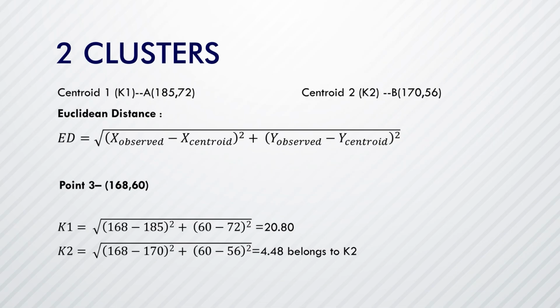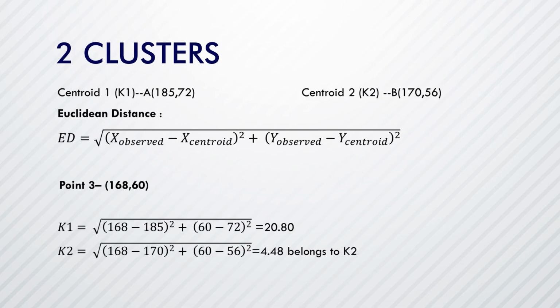The third point we have taken is the third person, who has 168 centimeters height and 60 kg weight. Now you have to find the Euclidean distance from point 3 to centroid 1 and from point 3 to centroid 2. The formula for the Euclidean distance is the square root of the observed x value minus the centroid x value, squared, plus the observed y value minus the centroid y value, squared. We square it so that there will be no negative value, and keep it under the square root.